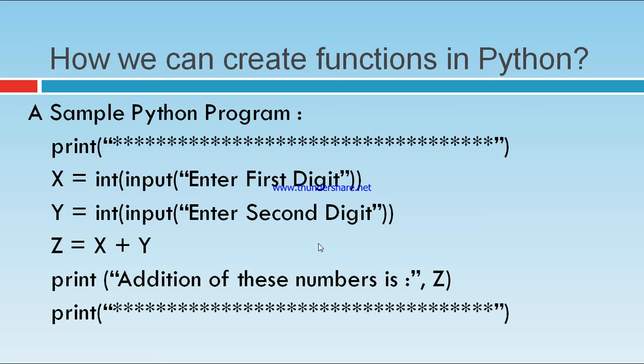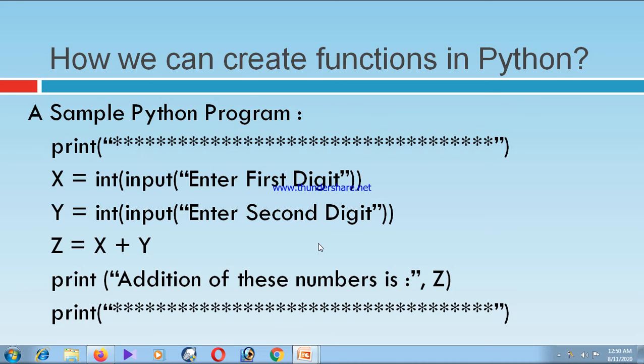Right? Fourth line, z equal to x plus y. It is just a processing line. Fifth line, addition of these numbers is printed, and here the value of z will be there on the monitor. Then the last dotted line, the star line, will be there. So it is a sample program.